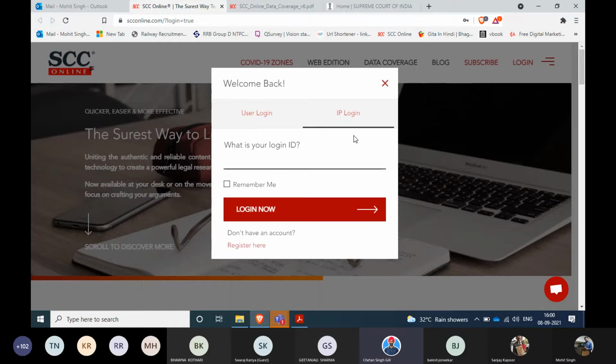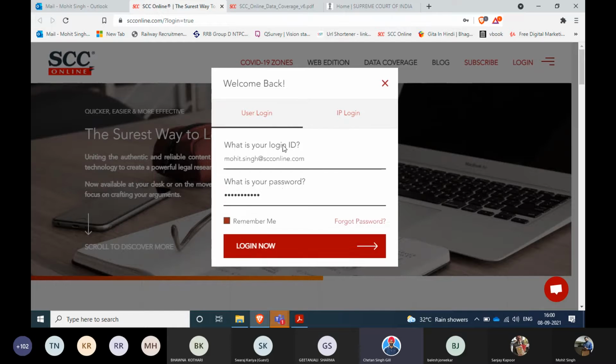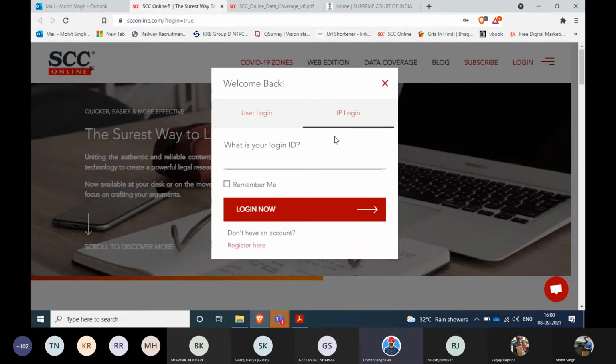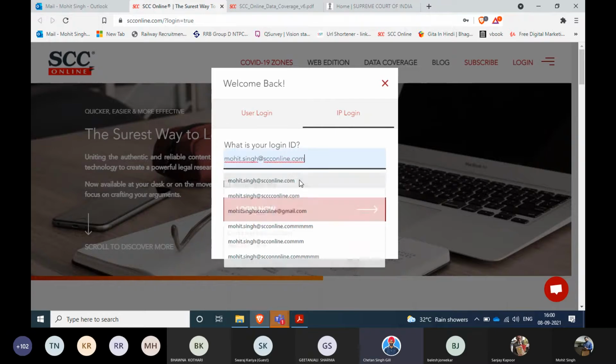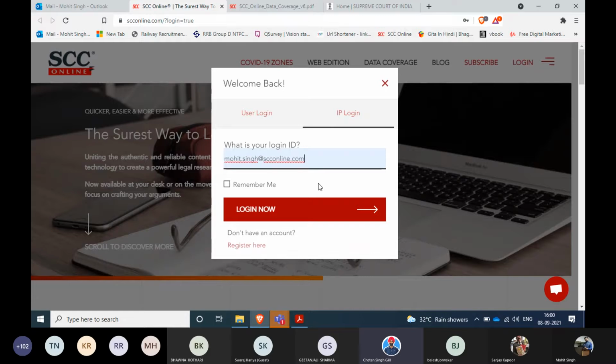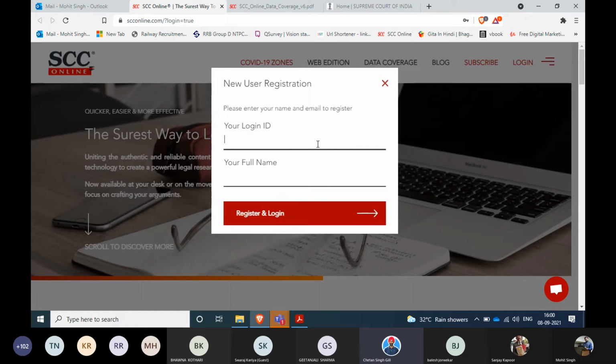As a matter of fact, the user login will ask for ID along with the password. So that's not what we're going for. We're going with the IP login. You put in your ID over here, your official ID, and you can simply log in. In case your ID is not registered, you can simply click on register here. And it'll take you to a different screen wherein you can register yourself.